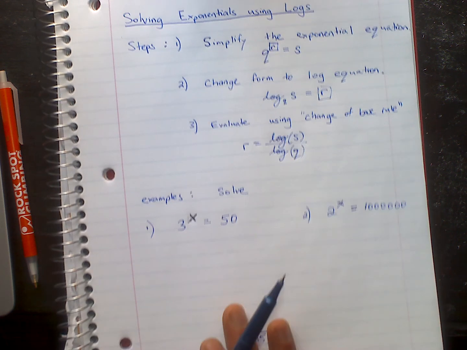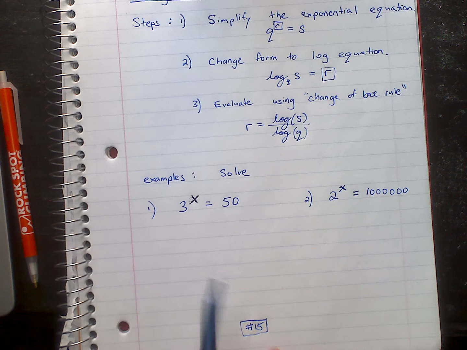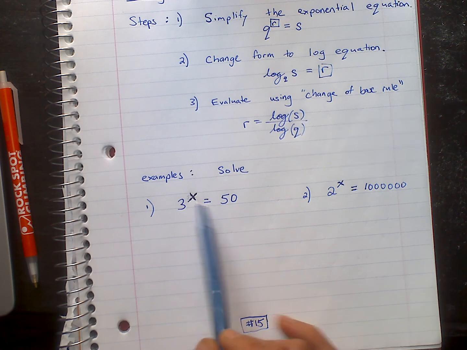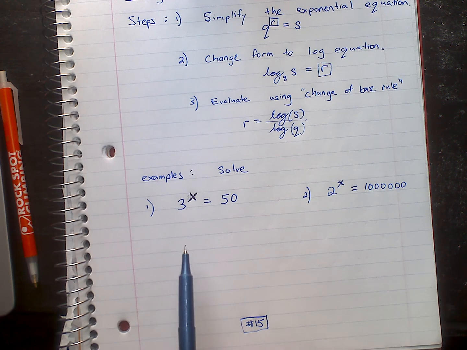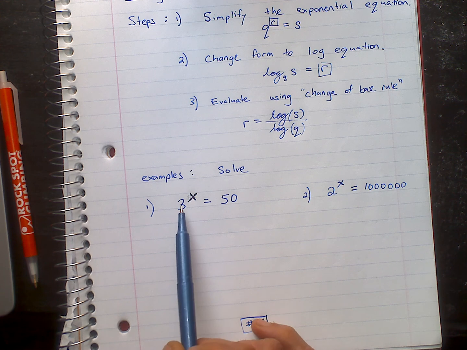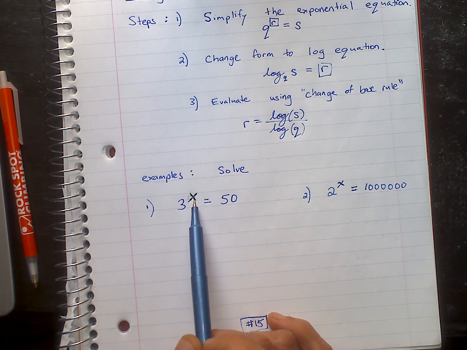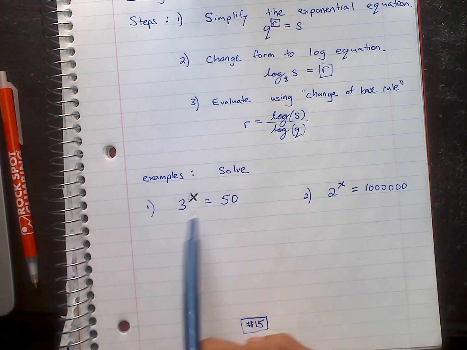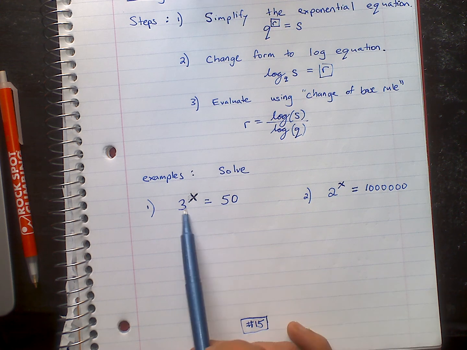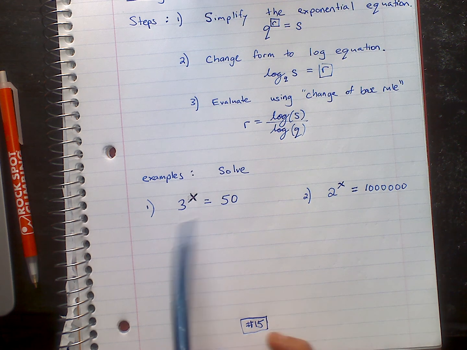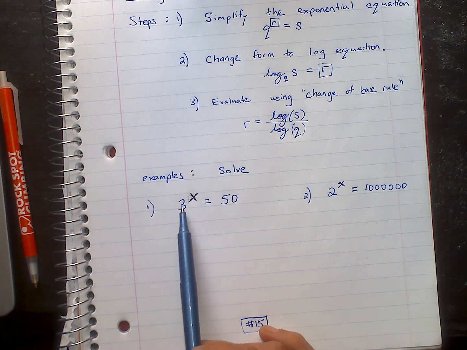Let's take a look at a couple examples. Here we have an exponential equation. It's already simplified as much as we can: 3 raised to the x equals 50. Notice that the variable is in the exponent. If I were to use guess and check, I could plug in integers and try to figure out what the exponent would have to be.